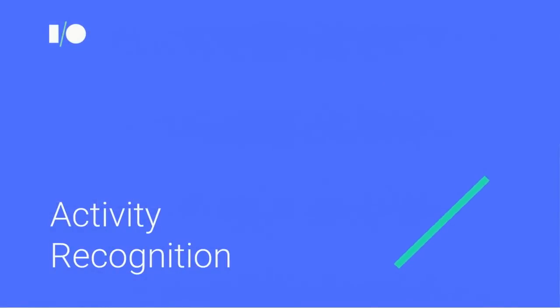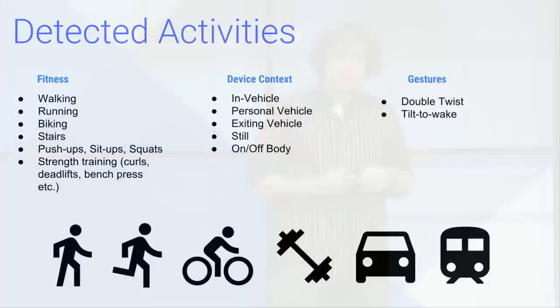Cool. Thanks, Wei. So activity recognition provides your application with contextual cues as to what users are doing in the real world. These are the activities we currently detect. This is something I'm extremely proud of, as just a few years ago, this list was much smaller. You can break it down into fitness-type activities, like running or biking, device context, like are you in a vehicle, as well as some gestures, like the tilt-to-wake gesture on your watch.